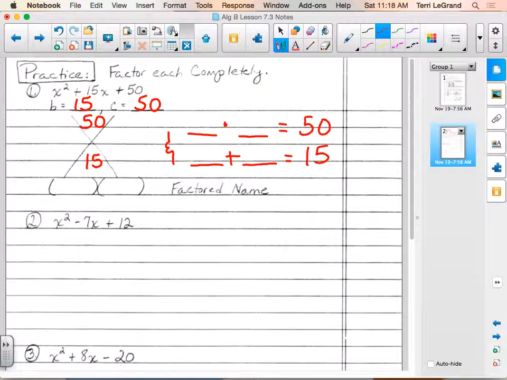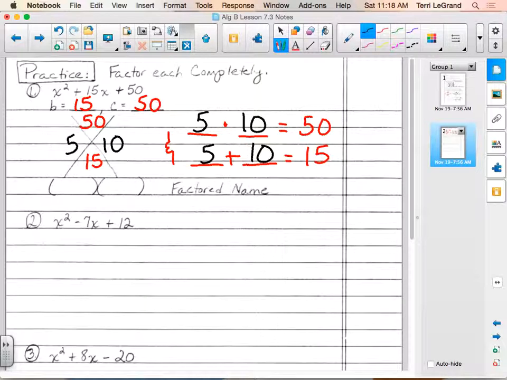So we have 1 times 50, 1 plus 50, now that's 51. 2 times 25 is 50. 2 plus 25, though, is 27. 5 goes into 50. 5 times 10 is 50. And 5 plus 10 is 15. So it appears that our numbers that we can put here in the middle of our diamond, on the outsides of our diamond, are 5 and 10.